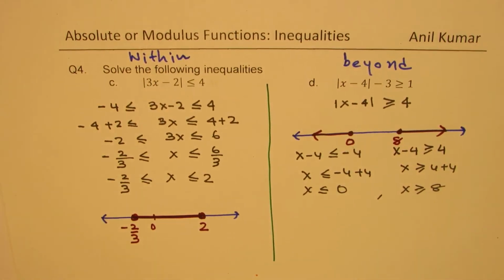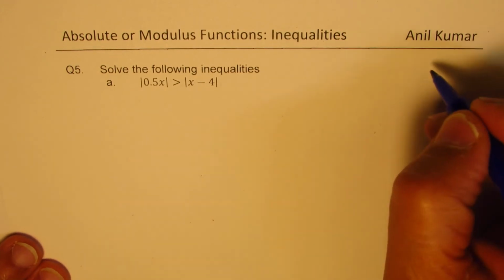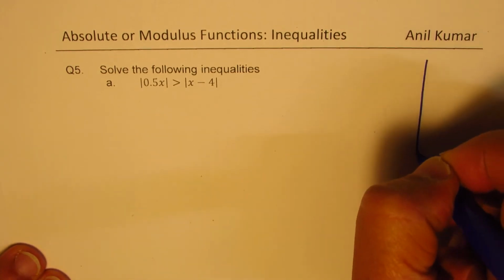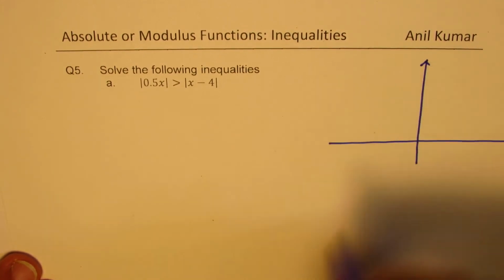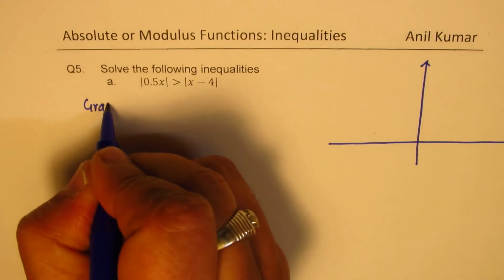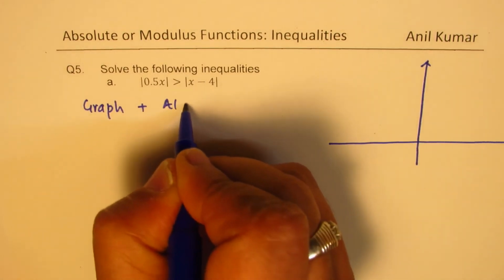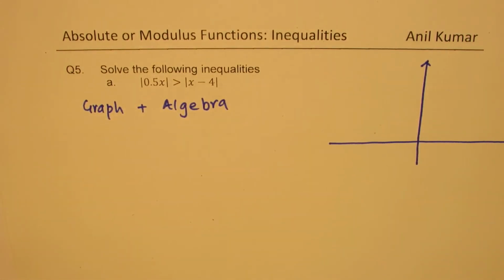Right? Simple things help you perform better. The last question here involves inequalities with two absolute functions. How should we approach these kinds of questions? I suggest a combined approach: a combination of graph plus algebra. That will give you the simplest way of solving this kind of inequality, right?